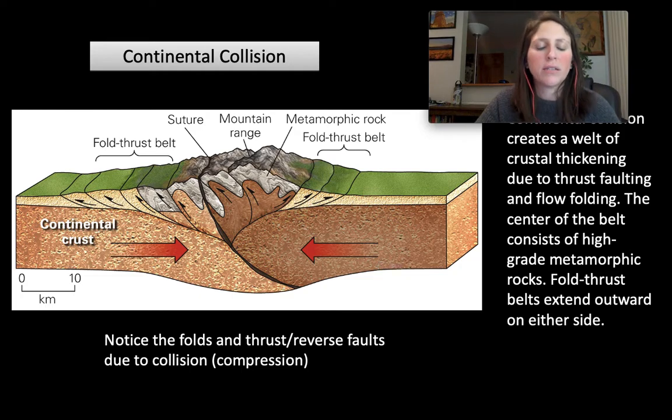Here's a really nice diagram showing this again. You have our thrust faults that are forming on the edge of this continental collision, and then you have this nice fold deformation happening right in the center of the mountain belt.